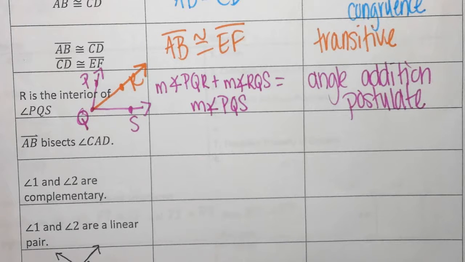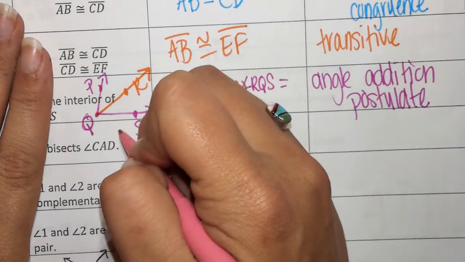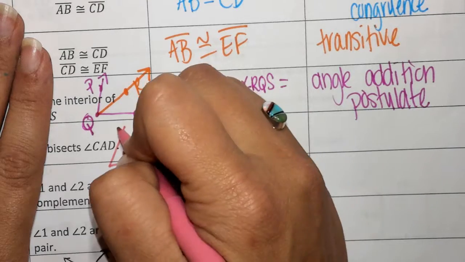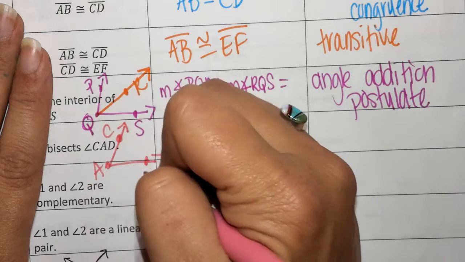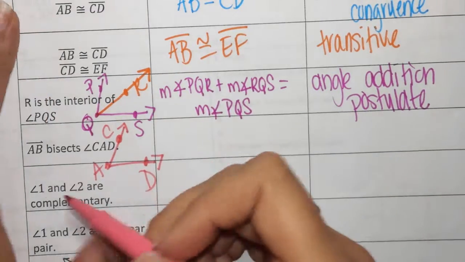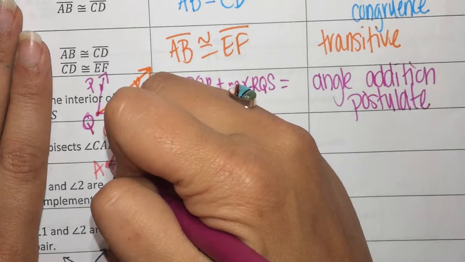Alright, now, for the next one, what does bisect mean? You cut it in half. So let's draw angle CAD. What is the vertex of this angle? A, because that's the middle letter. And it says that AB bisects, so we need to draw it directly in the middle.